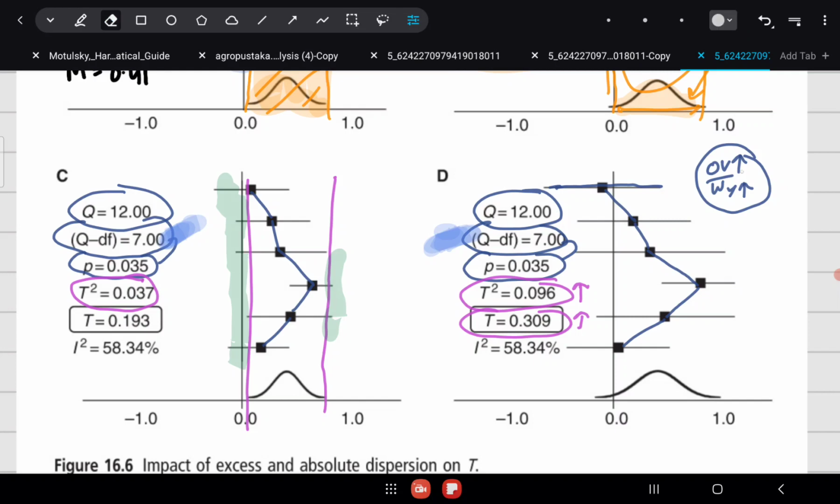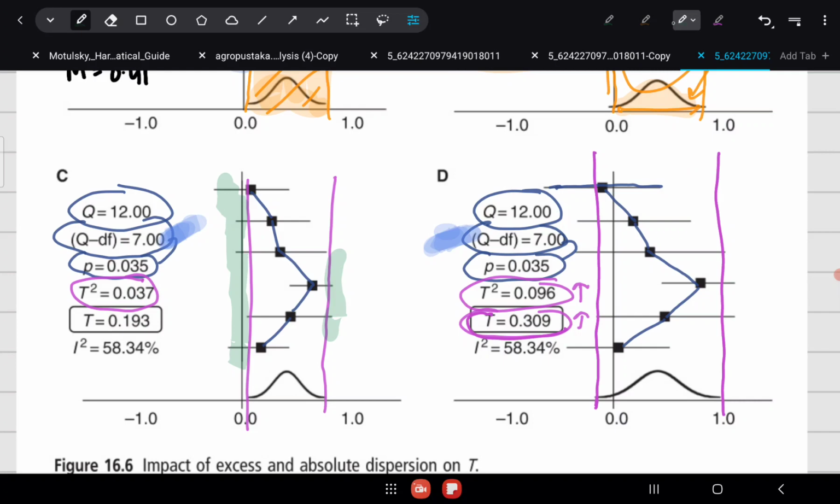And here in this forest plot, what you can see is the 95% confidence interval is much wider. Why? Because the value of T is more, so the 95% CI will be wider, right? So this much is contributed by the true variation in the effect size, right? Whereas the rest of it, this part, is probably due to random error. So now the thing is that the I square statistic is still the same.